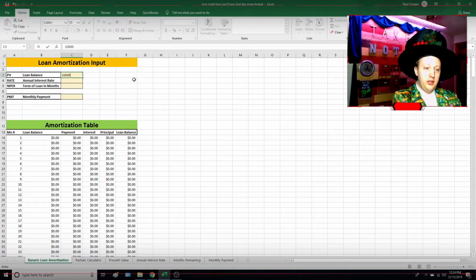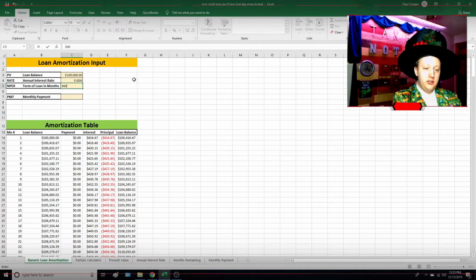We're going to do it for $100,000. Annual interest rate of 5%. 360 months is 30 years. Now, we don't know what our monthly payment is. We would need to generate that. So what we could do is go over here to monthly payment.